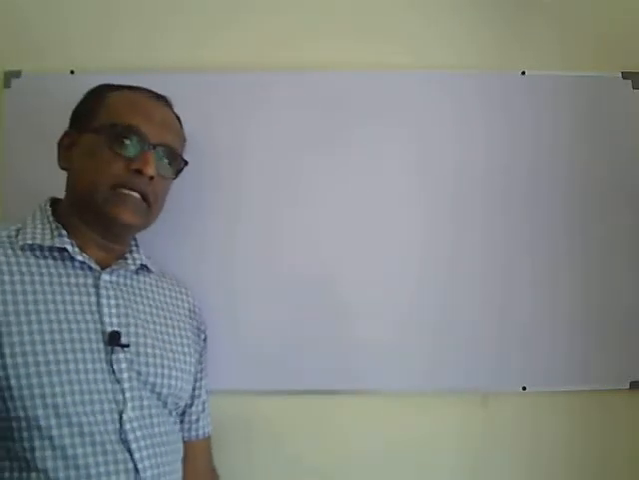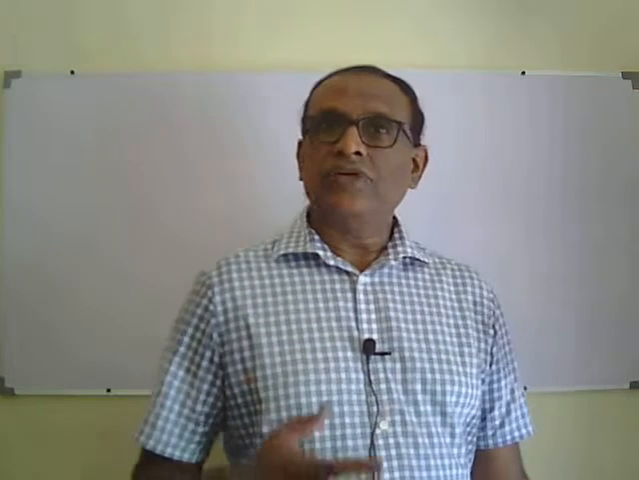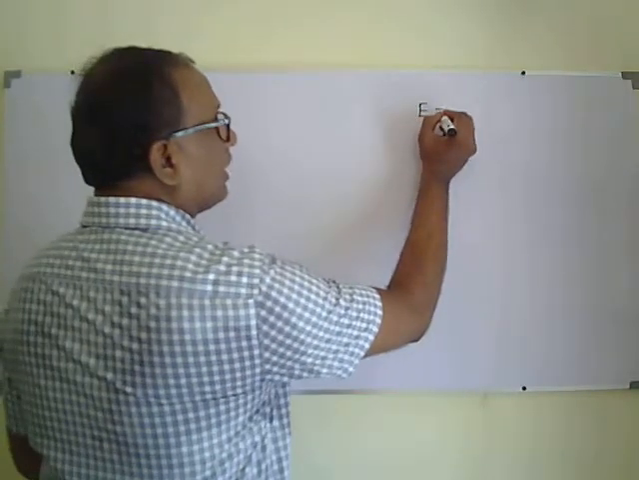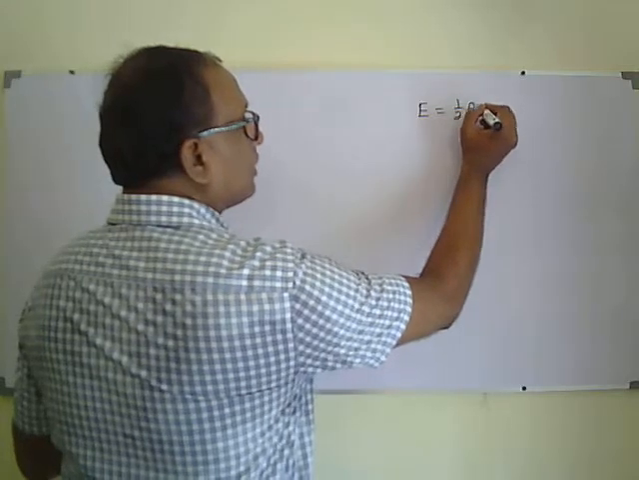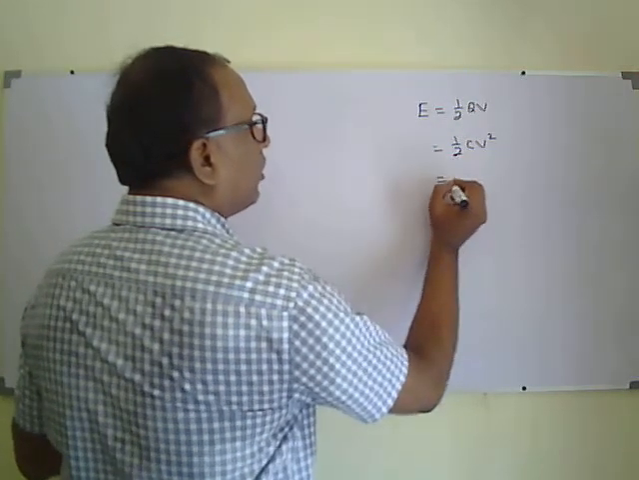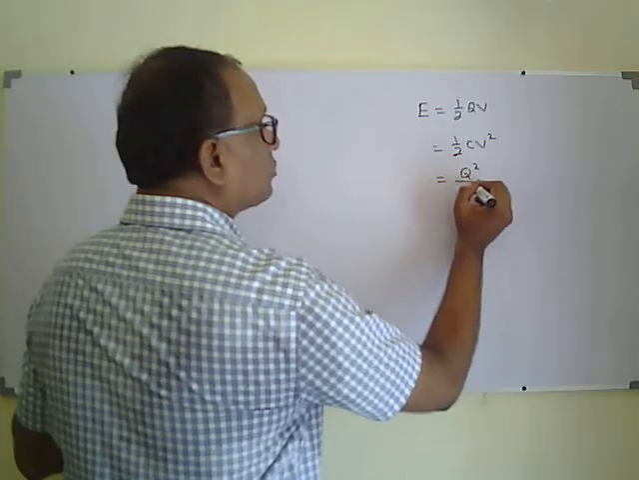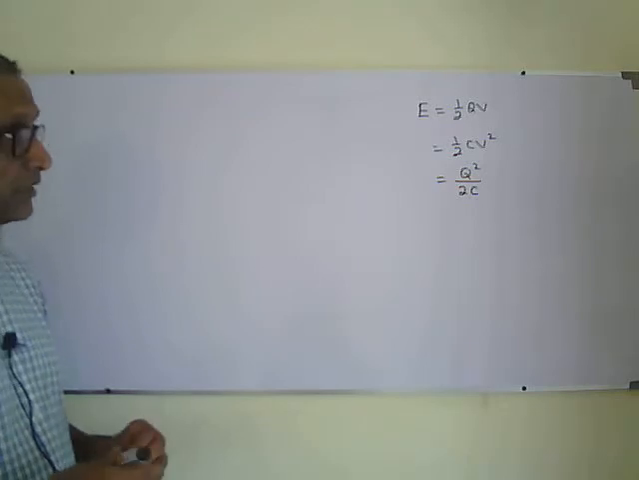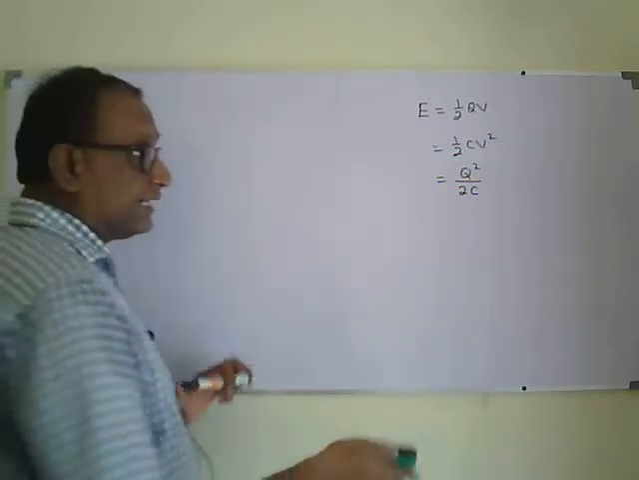Okay, so we know that a charged capacitor stores energy. So there are 3 equations for energy. Energy equals half QV, or half CV squared, or Q squared over 2C. We can use one of them depending on the question and the data given.